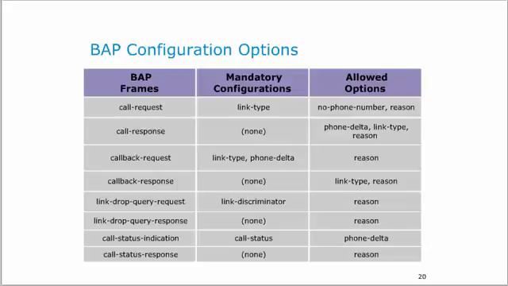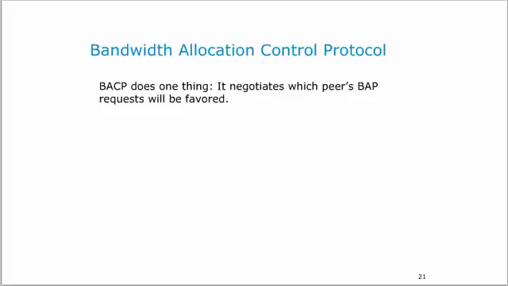A value of 0 indicates that a call was successful. Other values can be assigned to indicate why a call failed. The call status option also indicates whether or not a peer should retry adding a link. Reason option. The reason option contains an ASCII text string that describes the reason for a request or response. Peers can include the reason option in any BAP configuration frame.